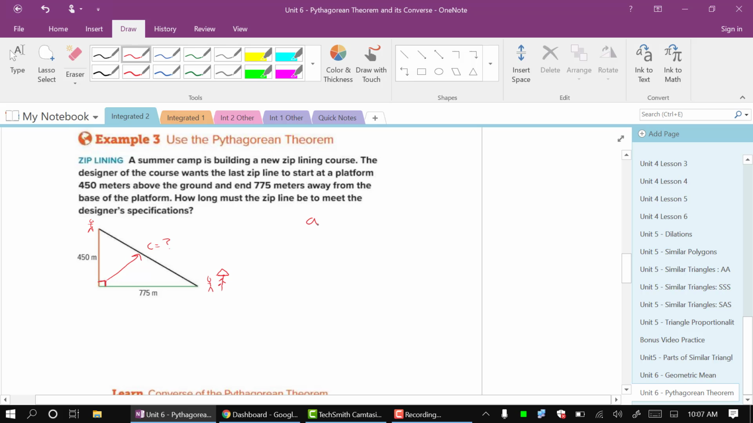So I'm going to go a squared plus b squared equals c squared, because that is our Pythagorean theorem. I'm going to plug in my information that I know. So this is my a value. Again, it doesn't matter which one's my a, which one's my b. I can switch the two of them, and it's still going to give me the same answer. So this is 450 squared plus 775 squared. The one that matters is my c. My c has to be where it is.